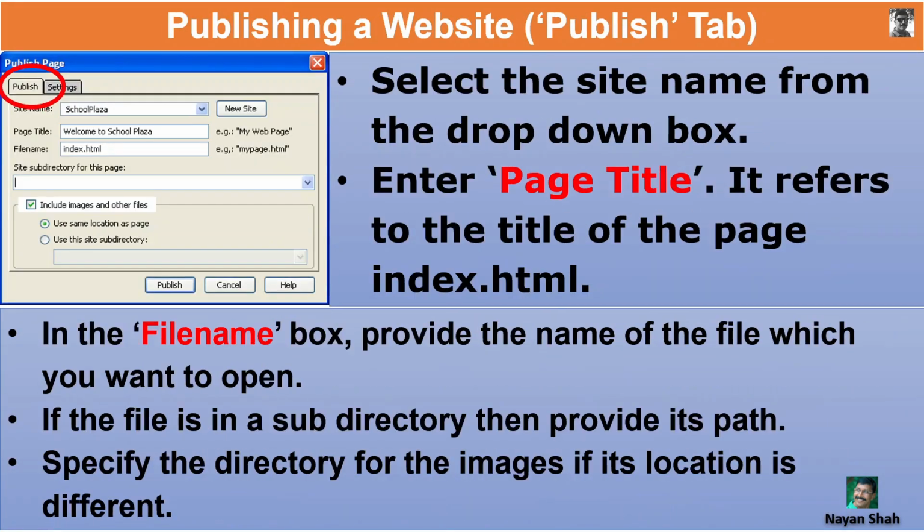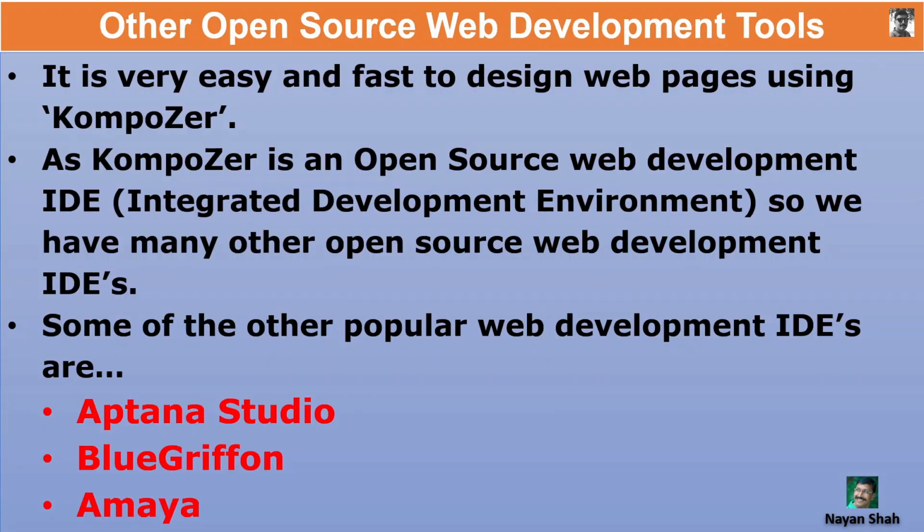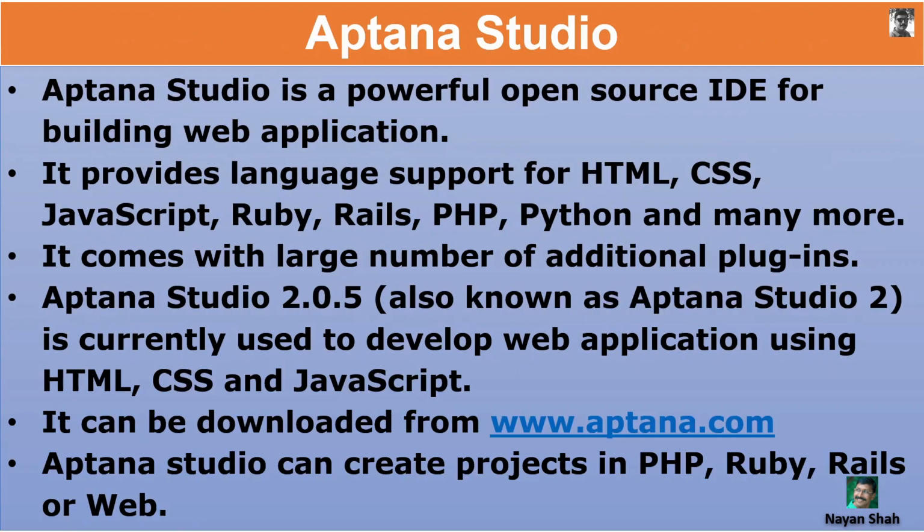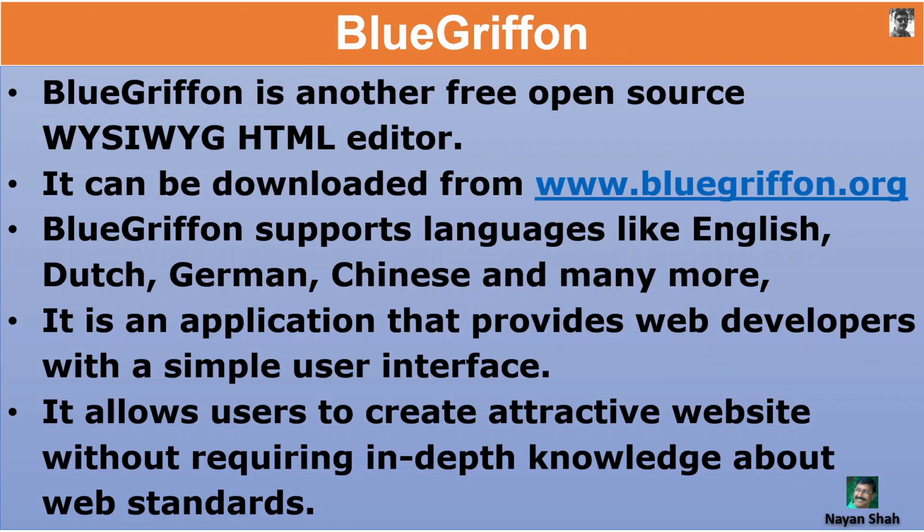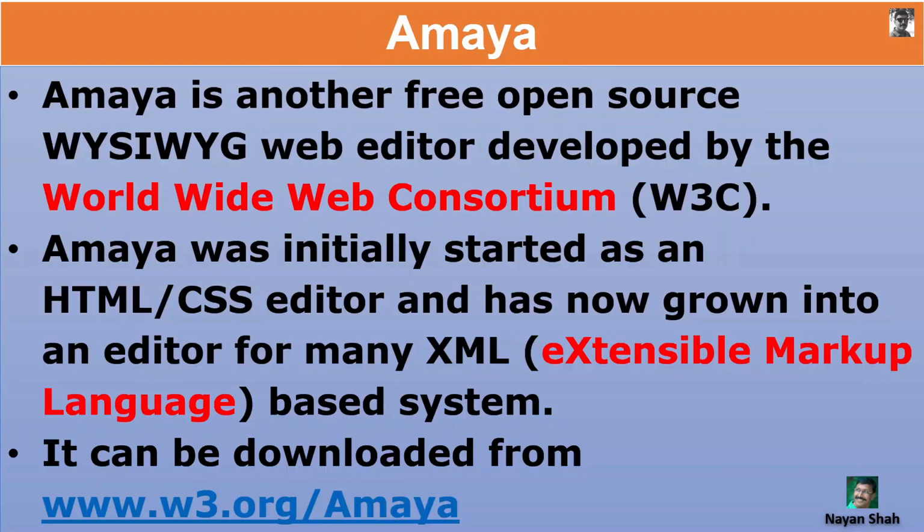And then we saw the 3 different softwares, Aptana Studio, Blue Griffon, and Amaya. Aptana Studio supports different programming languages and can be downloaded from aptana.com. Blue Griffon supports different spoken languages and can be downloaded from www.bluegriffon.org. And Amaya is developed by W3C, that is World Wide Web Consortium, which supports many XML based systems and can be downloaded from www.w3.org/Amaya.